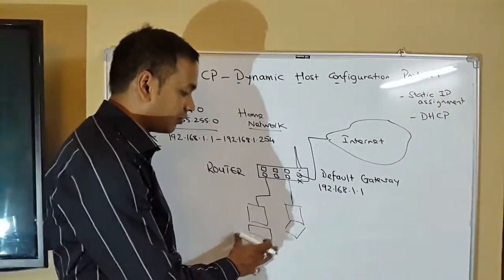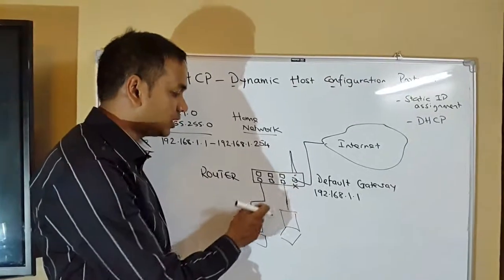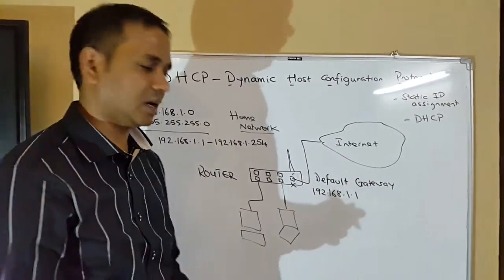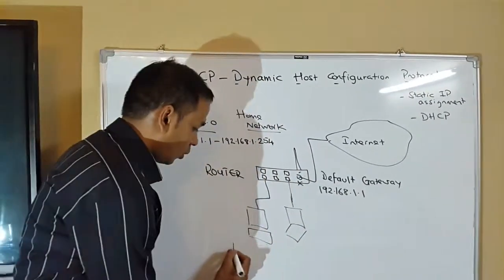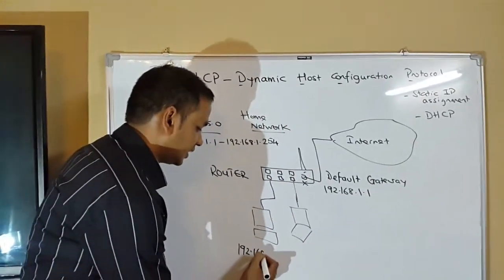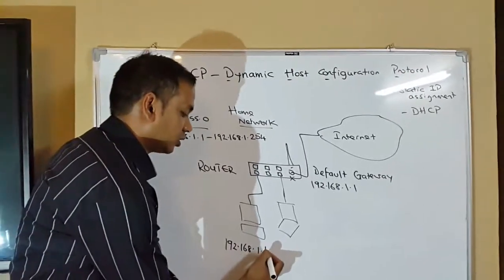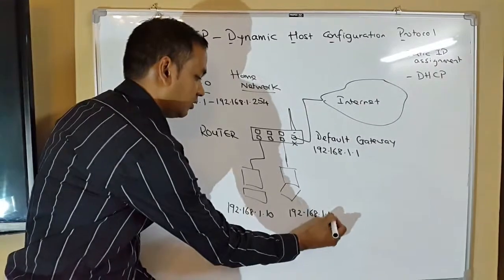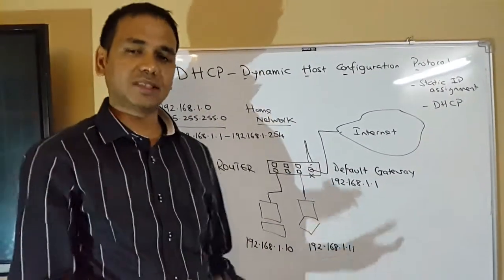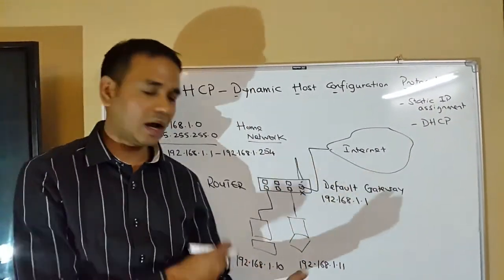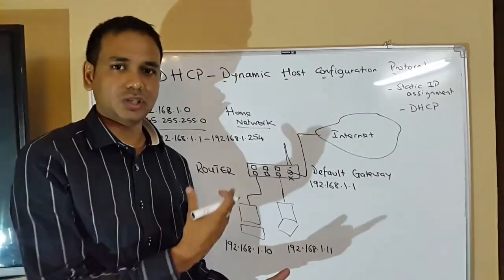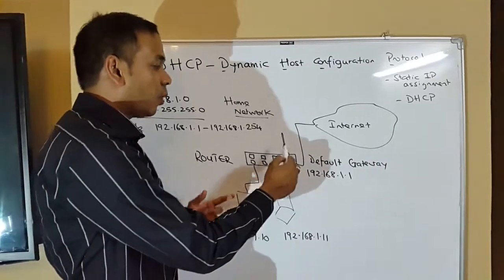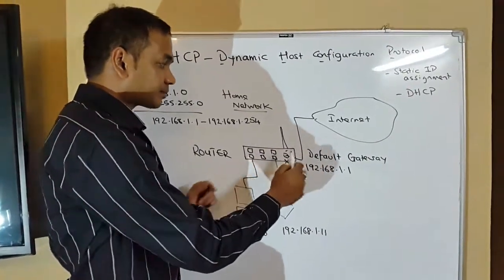Now, for example, if you have those two laptops which are always connected and which will not move, you can statically assign an IP address. For example, 192.168.1.10, and to this one you assign 192.168.1.11. Those two IP addresses you have statically assigned, which means that you have put two IP addresses that will not change.